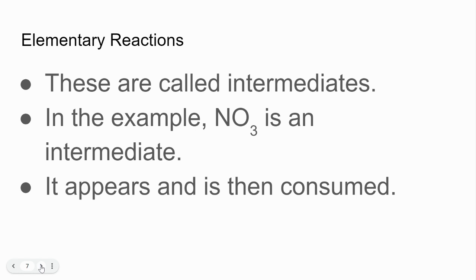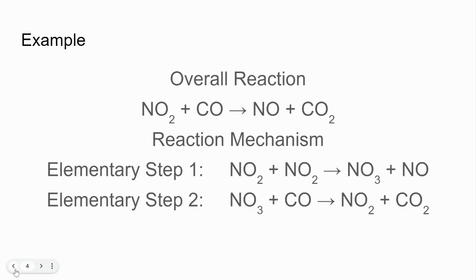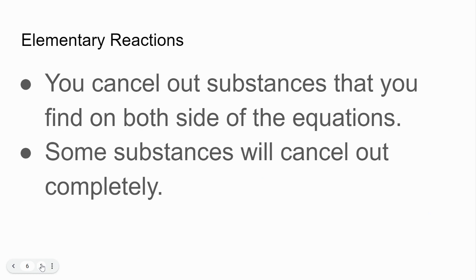The substances that cancel out completely are called intermediates. And in our example mechanism, the NO3, the nitrogen trioxide, is an intermediate. It appears as a product in the first step and then is consumed in the second. So let's go back to the elementary steps. Again, in step number 1, we see the nitrogen trioxide being produced. And then in step number 2, we see the nitrogen trioxide being consumed. If it appears as a product first and then is consumed in a later step, it is what we call an intermediate.